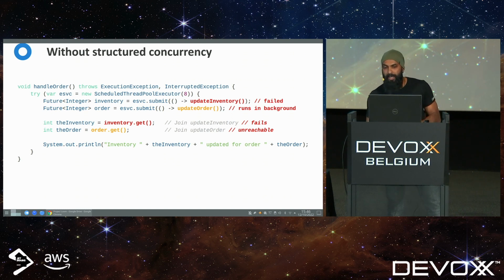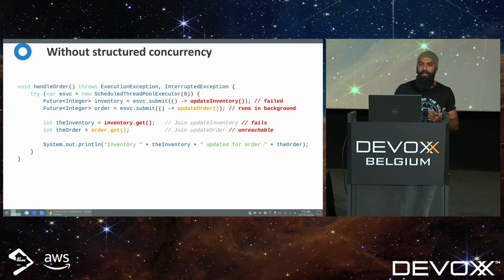Suppose update order is an expensive operation. Then when this failed, that expensive operation is going to continue to run, and it's going to continue to consume resources, which you don't want, because the handle order method failed already. There is no point running this expensive operation. You could have saved those resources, right?